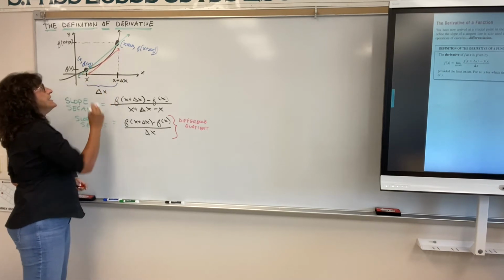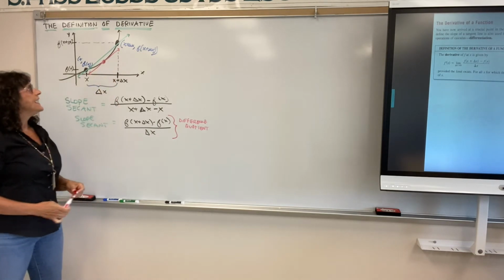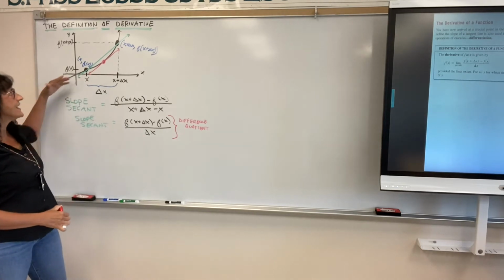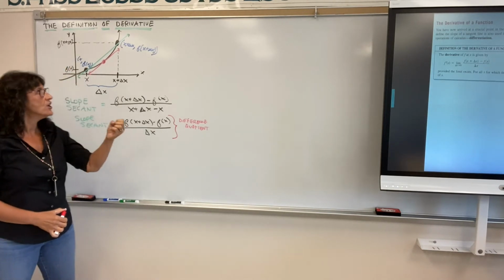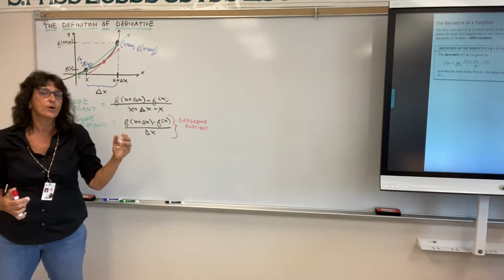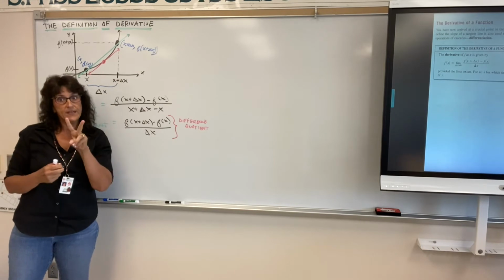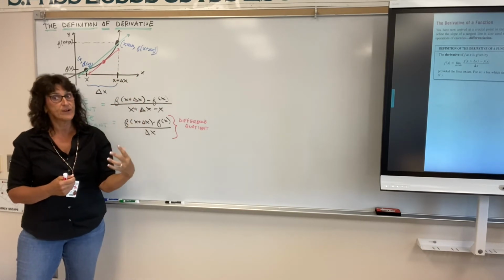So the red line here is a tangent line to the curve. Tangent lines intersect a curve at 1 point. Secant lines intersect a curve at 2 points. A tangent line intersects at 1 point. What if we want to compute the slope of the tangent line? Well, to compute the slope of a line, we need 2 points. Rate of change, rise over run, subtract the y's over subtract the x's.